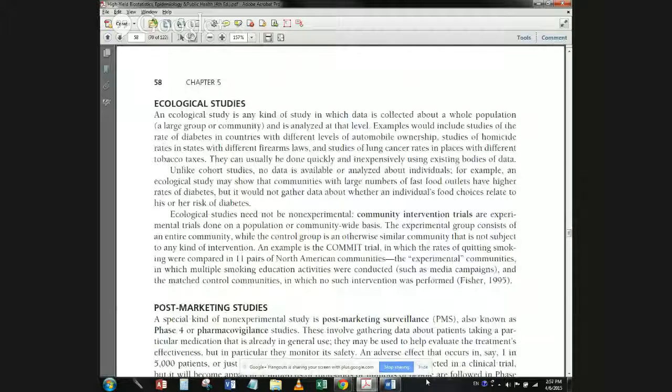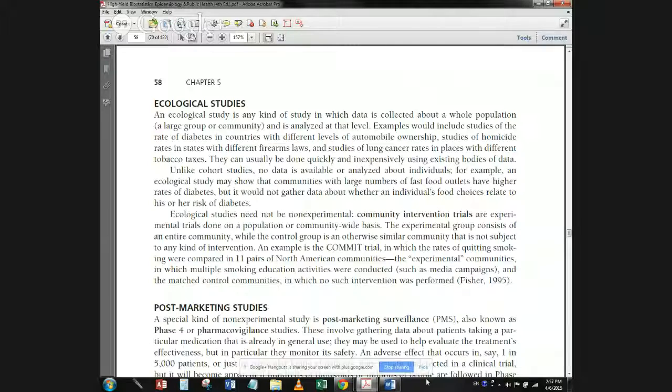Ecological studies. An ecological study is any kind of study in which data is collected about a whole population, a large group or community, and is analyzed at that level. Examples would include studies of the rate of diabetes in countries with different levels of automobile ownership, studies of homicide rates in states with different firearm laws, and studies of lung cancer rates in places with different tobacco taxes. They can usually be done quickly and inexpensively using existing bodies of data. Unlike cohort studies, no data is available or analyzed about individuals.